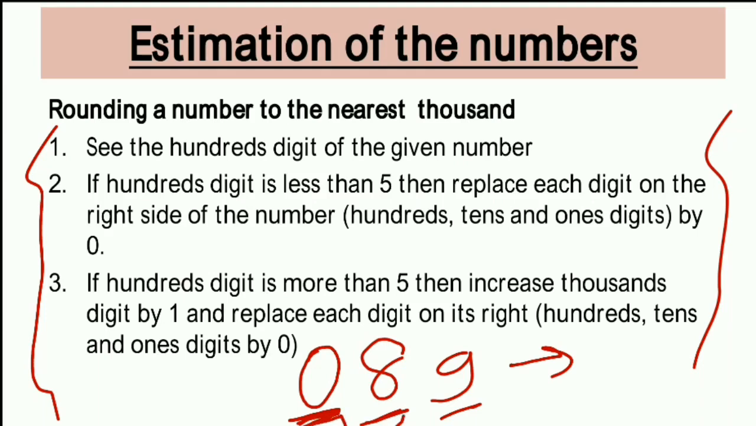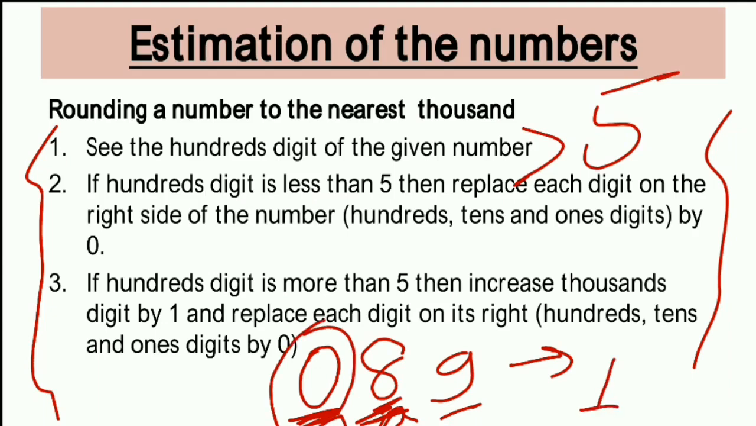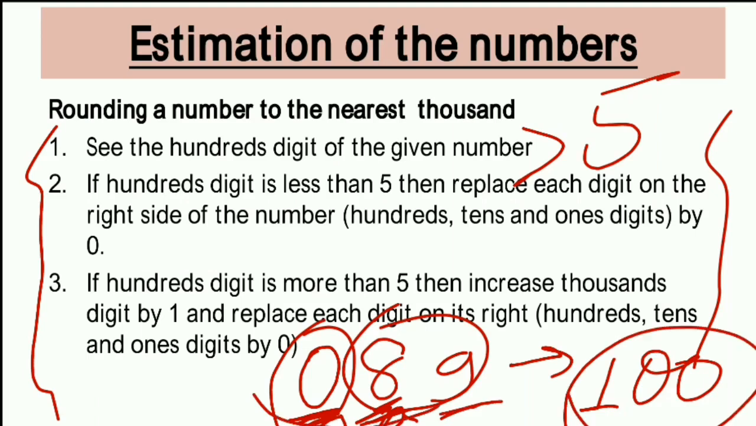So just before 100, what is there? At the tens place, 8 is there, which means it is greater than 5. Obviously 1 will be added to the hundreds place, so 0 plus 1 means 1, and the other digits will be converted to 0. So the estimated value of 89 is 100 when we round up to the nearest 100.